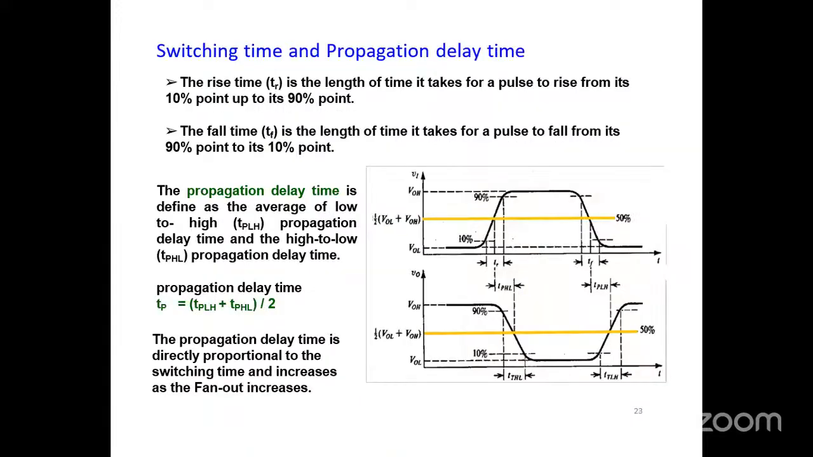So for switching time and propagation delay time, when going from 0 to 1 or 1 to 0, how much time it takes, we can understand from this particular diagram. The rise time is the length of time it takes for a pulse to rise from its 10% point to its 90% point. How much time it takes is TR, the rise time. And the fall time is the length of time it takes for a pulse to fall from its 90% point to its 10% point.